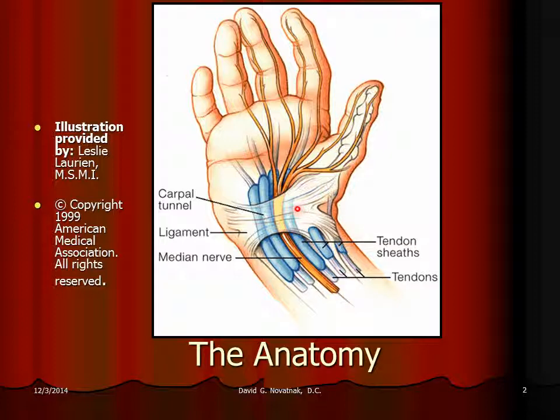This is the transverse carpal ligament. And these are the muscle tendons that go up into your fingers that enable you to flex your fingers. The darker blue here are the tendon sheaths.